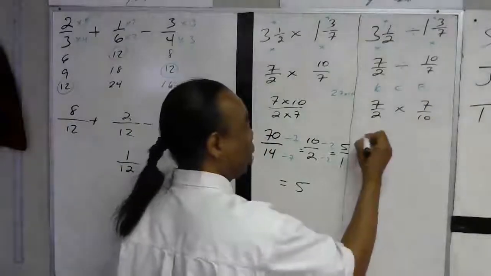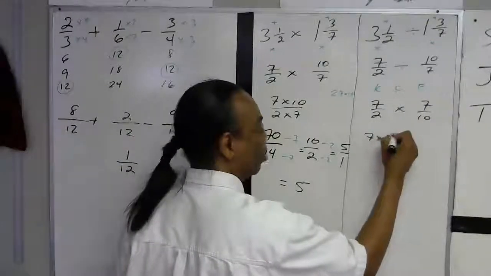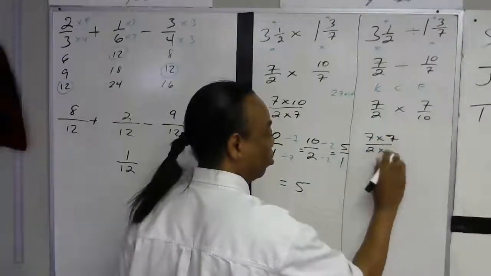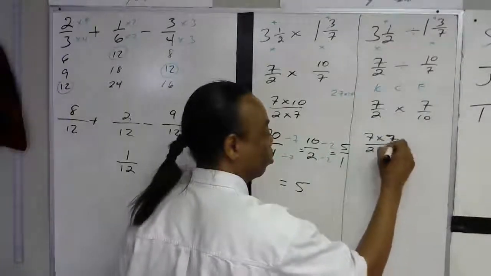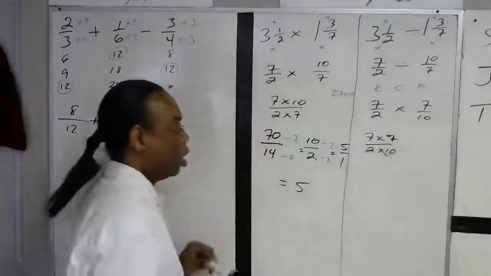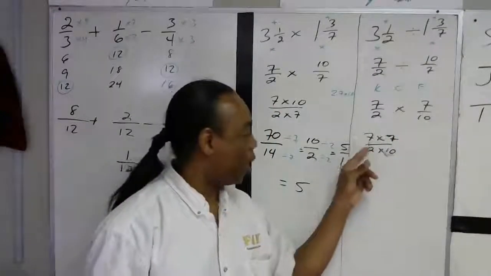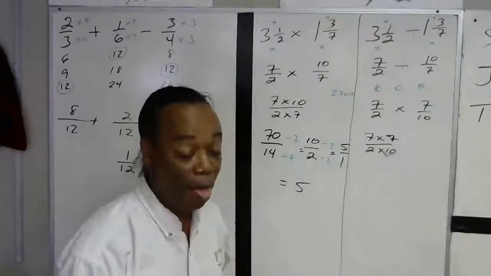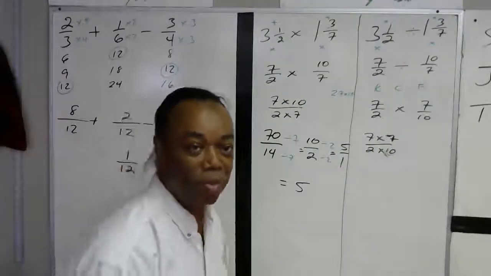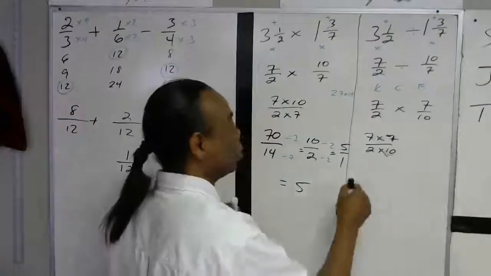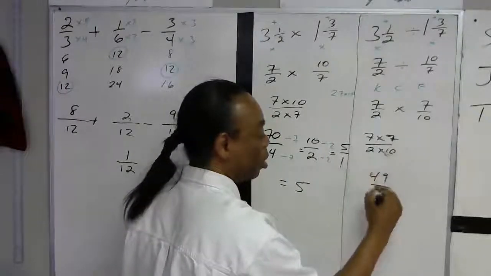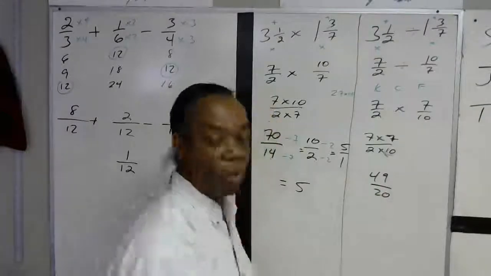Okay, so now we have 7 times 7 and 2 times 10. Now there's nothing I can divide by from top to bottom, so there will be no simplifying after we get through multiplying. So 7 times 7 is 49. 2 times 10 is 20. And that is already simplified.